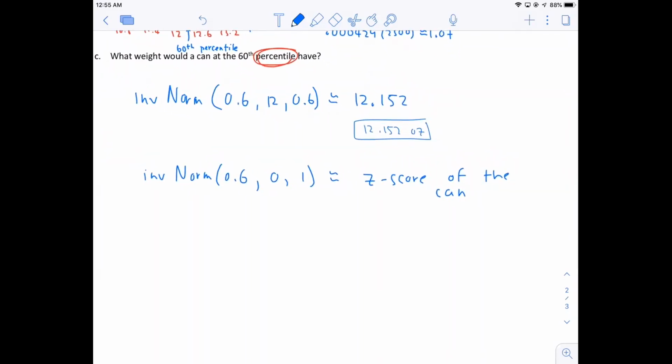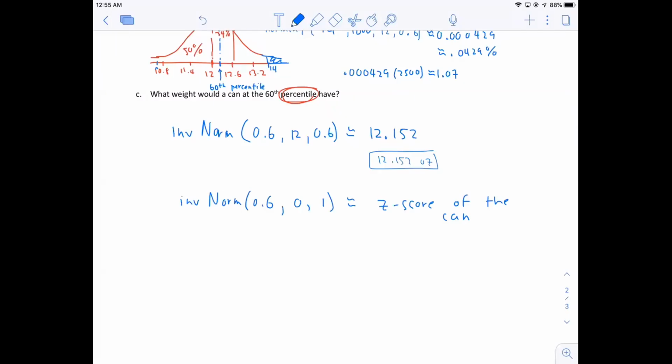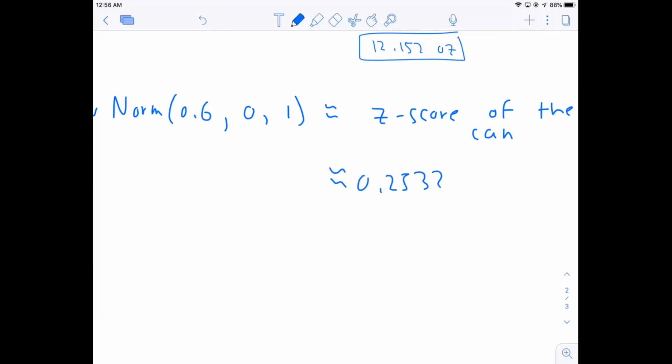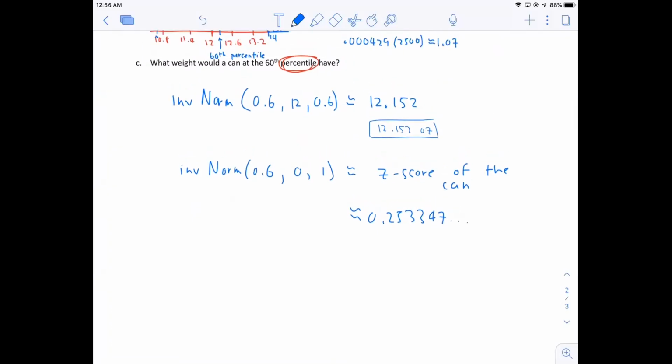Wait, that's weird. Hold on. All right, yeah, so when I did this, I got approximately 0.253347 something. So what this is saying is the can at the 60th percentile would be 0.25 standard deviations above the mean approximately. So I don't know why you would ever do this, but if you did it this way, it's good to have the understanding of what's going on.